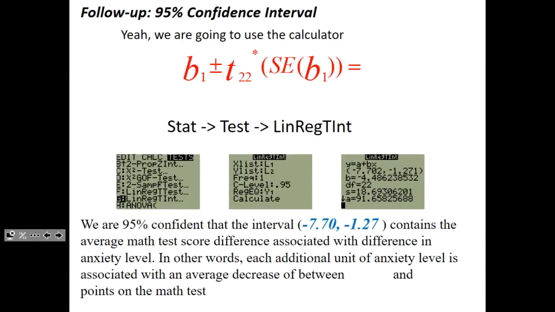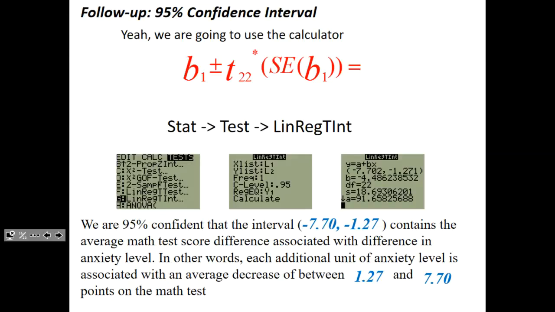To run this through, we have our interval that contains the average math score associated with it. In other words, every unit of anxiety level is associated with an average decrease of between 1.27 and 7.70 points on the math test. And that's it. That's my confidence. Now, the other thing, this would have told me right now, I could reject the null hypothesis, because 0 is not in my interval for the slope. Just like we've done before, when it wasn't inside of our interval, we were able to reject that null hypothesis.